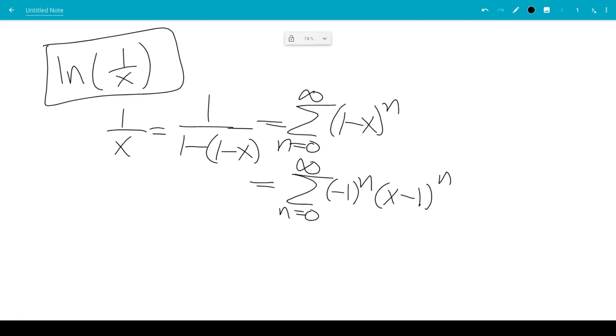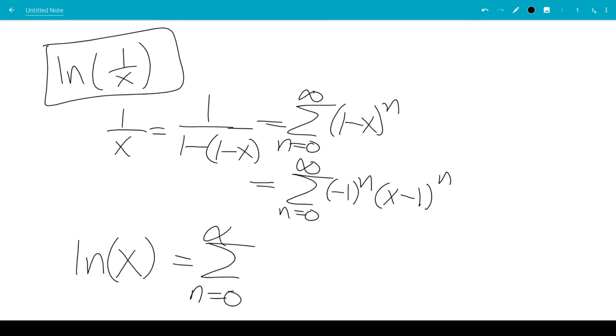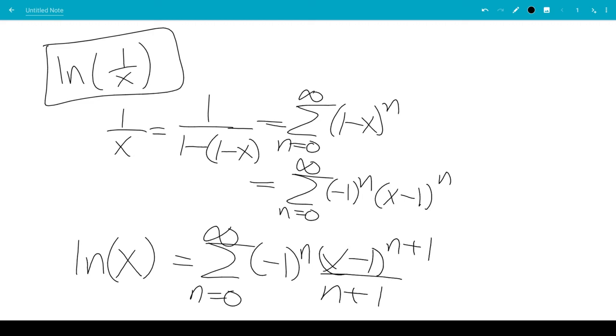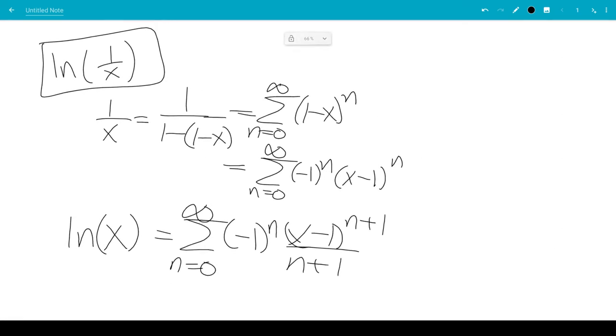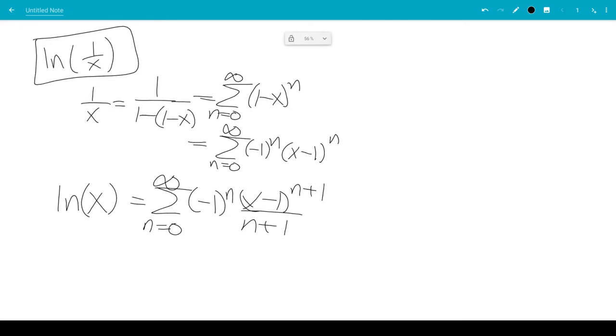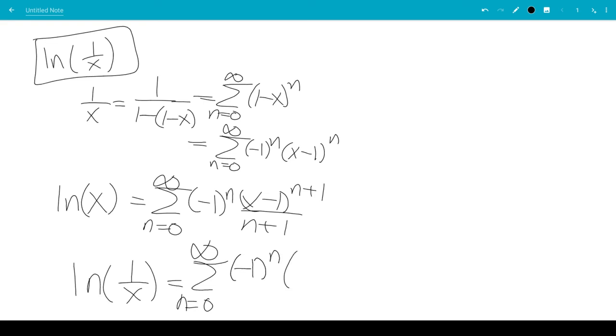So when I integrate both sides, we get ln of x equals the sum, as n goes from 0 to infinity, negative 1 to the n, (x minus 1) to the n plus 1 over n plus 1 divided by the derivative of x plus 1 minus 1, which is 1. So if we plug in ln of 1 over x, we'll get the sum, n equals 0 to infinity, negative 1 to the n, (1 over x minus 1) to the n plus 1 over n plus 1.